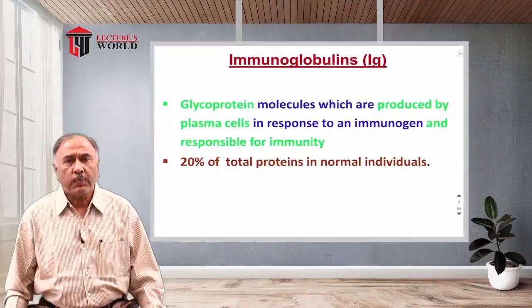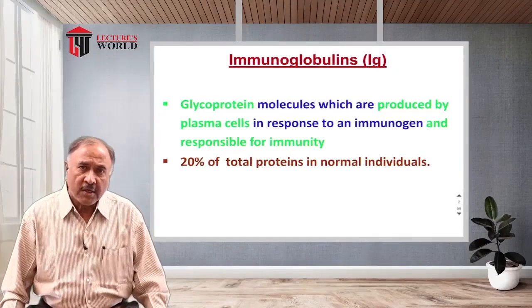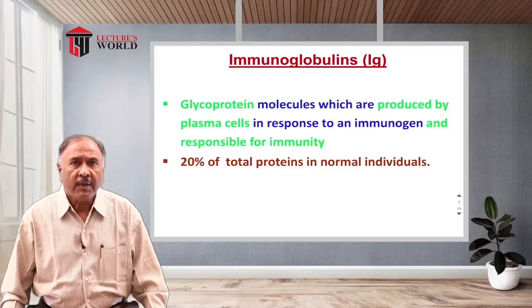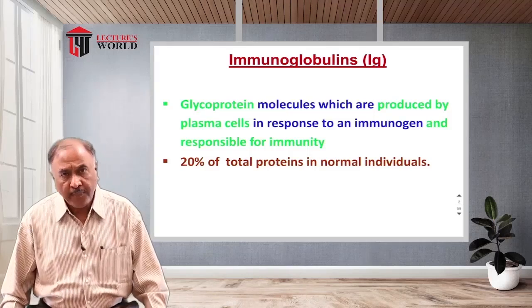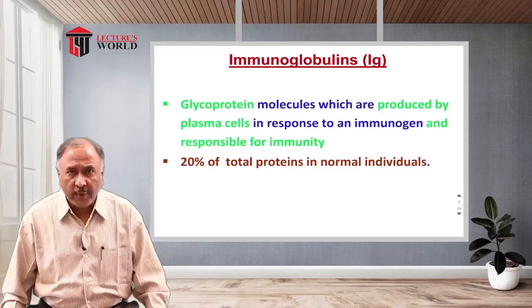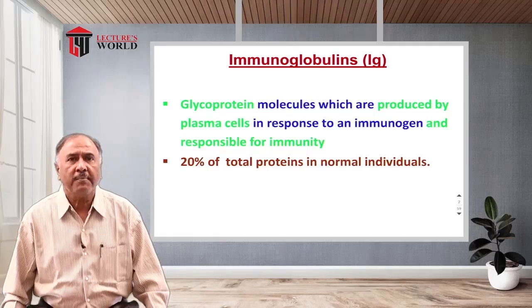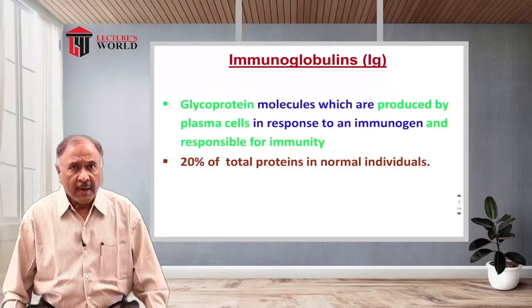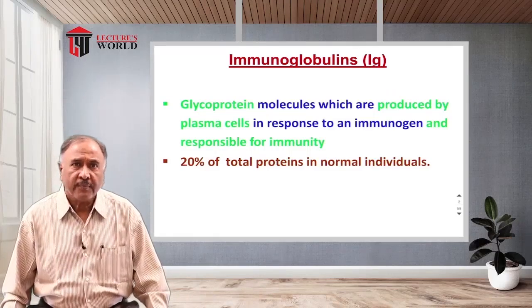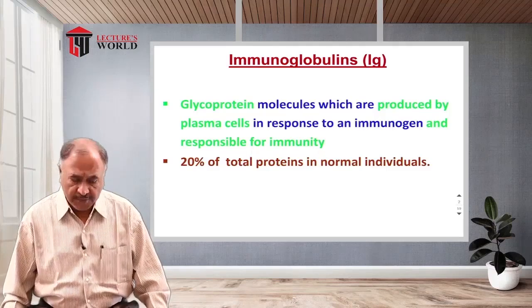Antibodies are also popularly known as immunoglobulins. In short, it is written as IG, I capital and G small. Immunoglobulins. Globulin means it is a type of protein, and immuno means the one which is responsible for imparting some immune response. Therefore, this word is derived from those two separate words, immunoglobulin, written as IG.